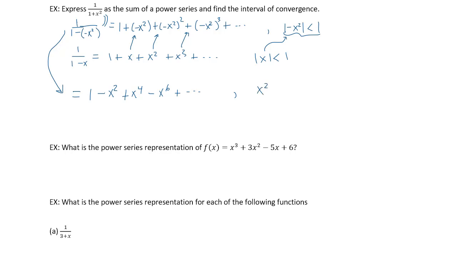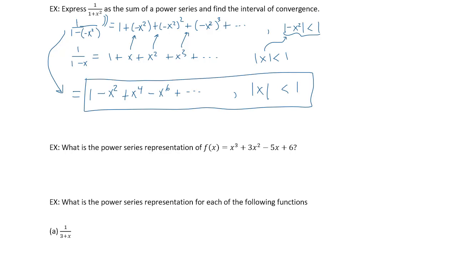And to say x squared in absolute value is less than 1, just square rooting both sides, using a little bit of algebra here, we know that if the absolute value of x squared is less than 1, then the absolute value of x is less than 1. This is a perfectly good answer right here.